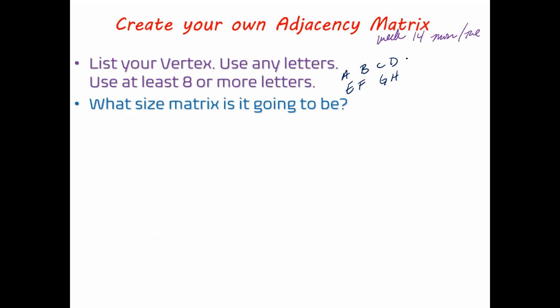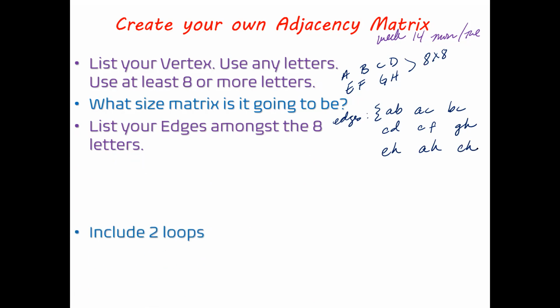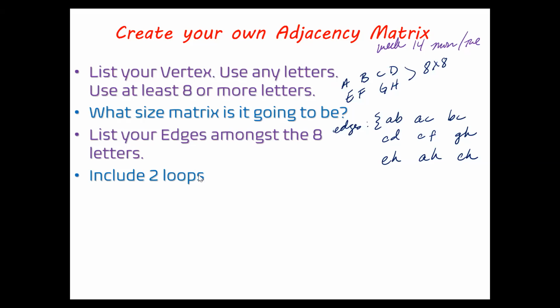Then what size matrix is it going to be? Well, given the fact that we have 8, it's going to be an 8 by 8 matrix. List your edges among the 8 letters. So I'm just going to put edges, okay? And there are certain criteria. So I'm going to put AB, AC, BC, CD, CF, GH, EH, AH, and CH. And with your edges, I want there to be at least 20 edges. So you're going to label your edges 20 times.